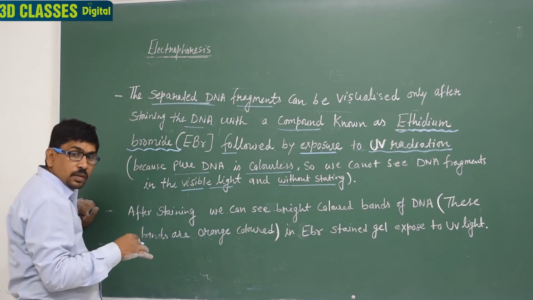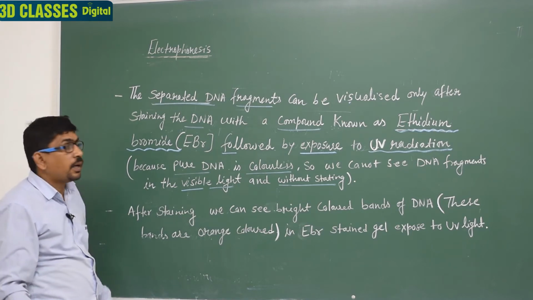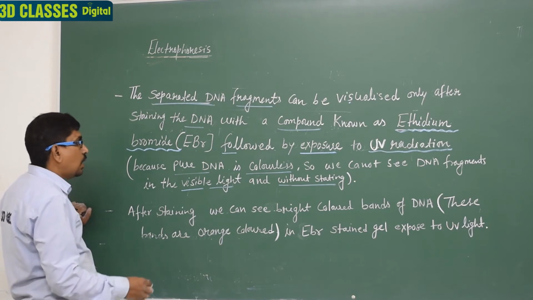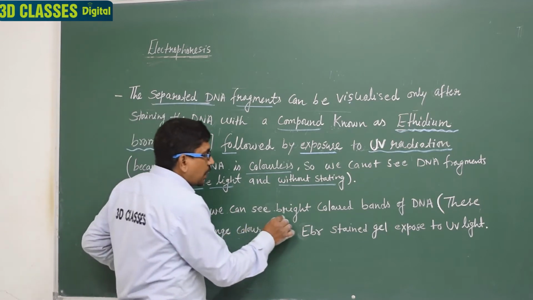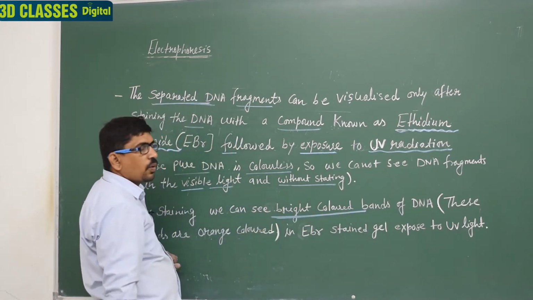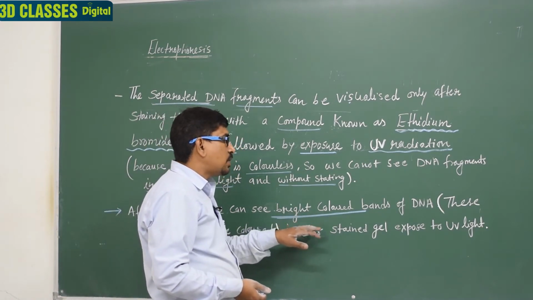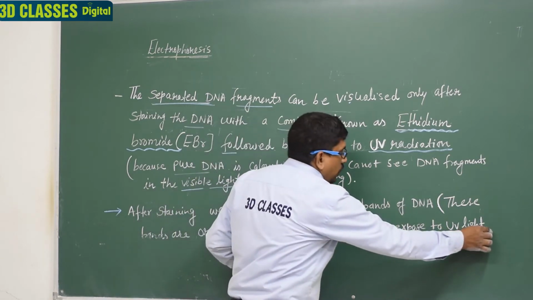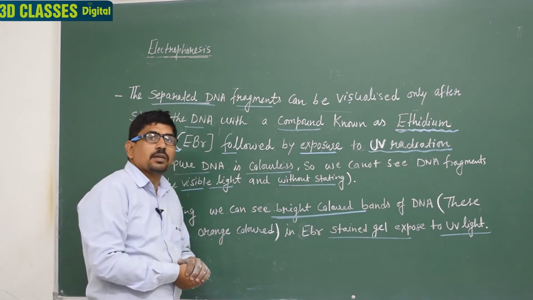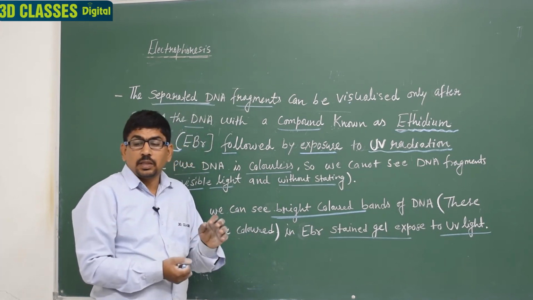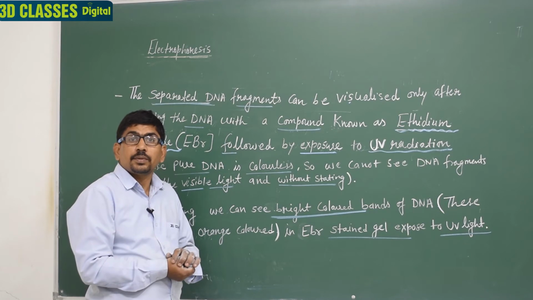so we cannot see the DNA fragments in visible light and without staining. That is the reason. Clear? After staining, we can see the bright orange color bands of DNA in the EBR stained gel exposed to UV light. Clear? So, these bright orange color bands are known as the DNA segments.